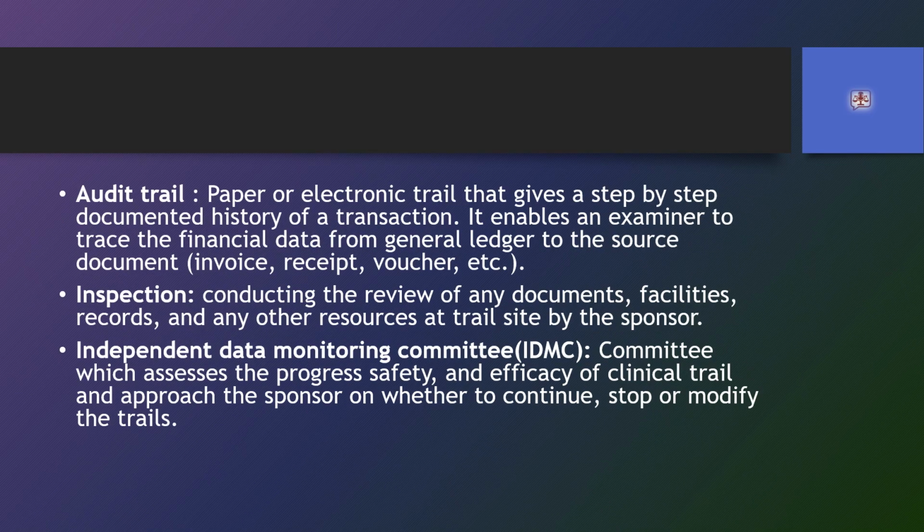Now let's see what is Audit Trail. It is a paper or electronic trail that gives a step-by-step documented history of a transaction. It enables an examiner to trace the financial data from the general ledger to the source documents like invoices, receipts, vouchers, etc. So Audit Trail is nothing but a step-by-step record of what happened, and it's like the history in our mobiles or systems like laptops.